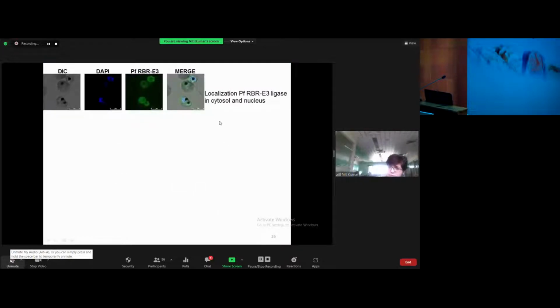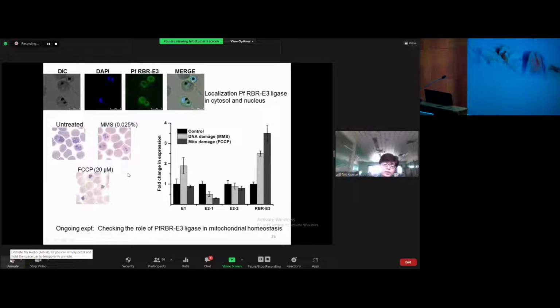We did some localization experiments and found that this ligase is present both in the cytosol and nucleus. We subjected the parasite to different proteotoxic stress conditions, and we found that specifically when we give DNA damage and mitochondrial stress, these are Giemsa-stained parasites showing pyknotic appearances, and this is the untreated control, there is a specific increase in expression of our E3 ligase, the plasmodial E3 ligase.